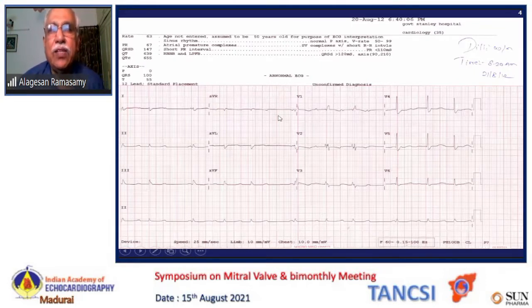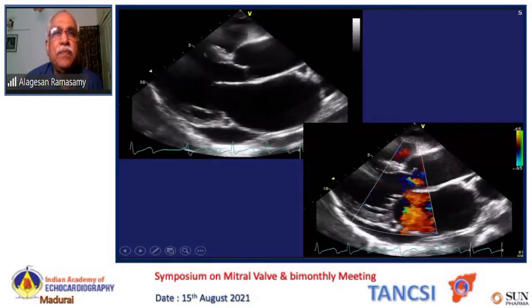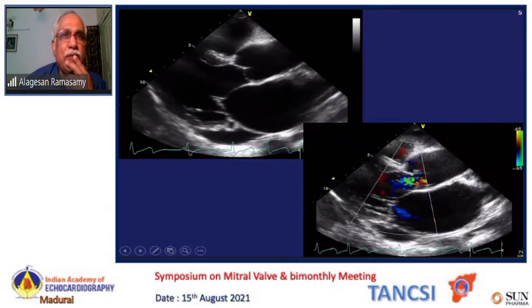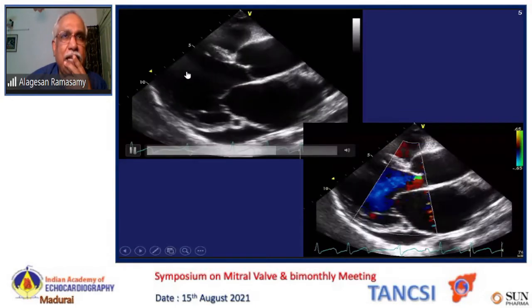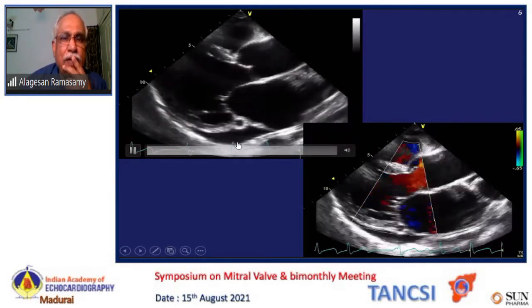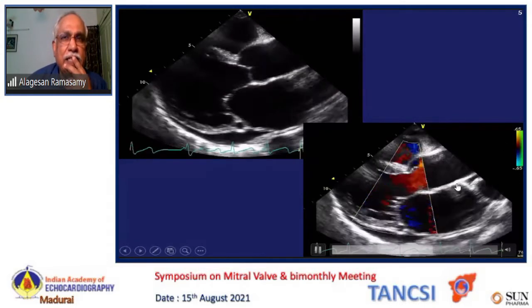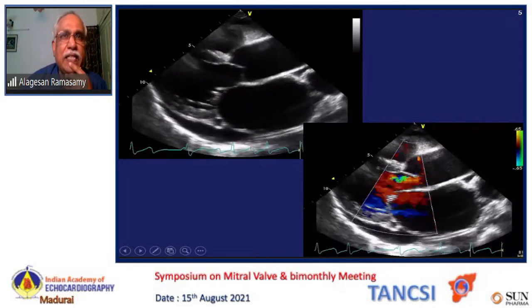So this is the electrocardiogram of the patient, which shows a right bundle branch block with left posterior hemiblock and a normal PR interval. And these are the echocardiograms. The parasternal long axis view clearly shows a dilated left ventricle and a dilated left atrium. There is a mild or little more than mild pericardial effusion. There is aortic regurgitation grade 1 and mitral regurgitation grade 1.